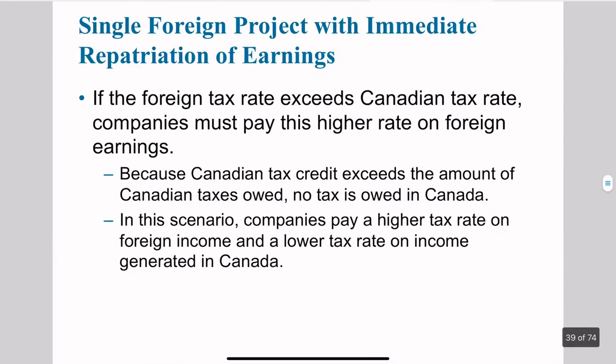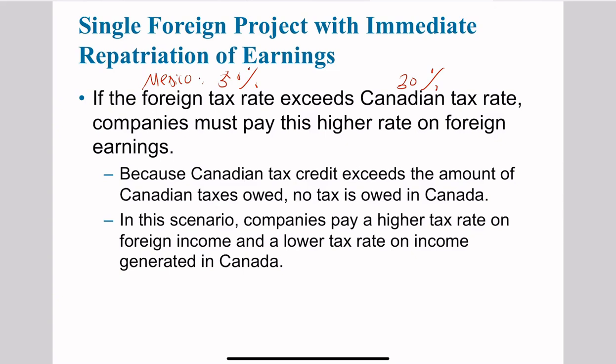Now let's think about the other case. In the other case, say the foreign tax rate is larger compared with the Canadian tax rate. Let's use a different country. So let's say a Canadian firm has a subsidiary in Mexico. Let's say its tax rate is 50%. And still Canada has a 30% tax rate. Now, in this case, firms have to pay this higher rate on foreign earnings.